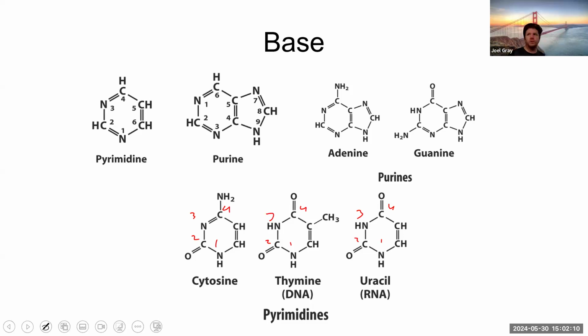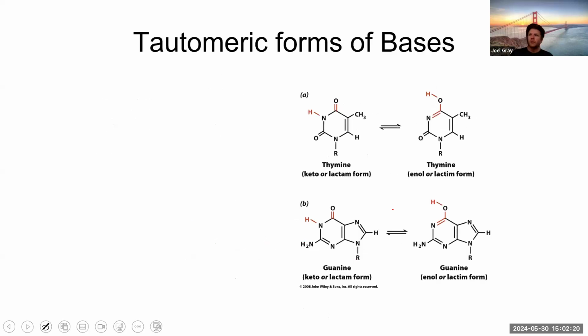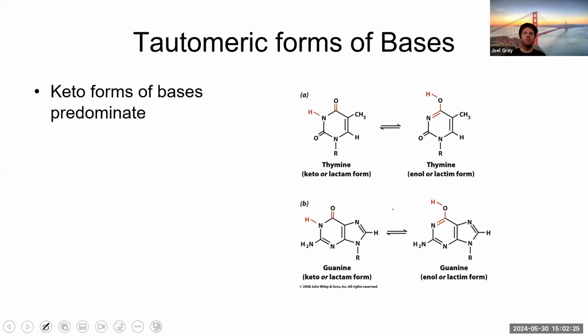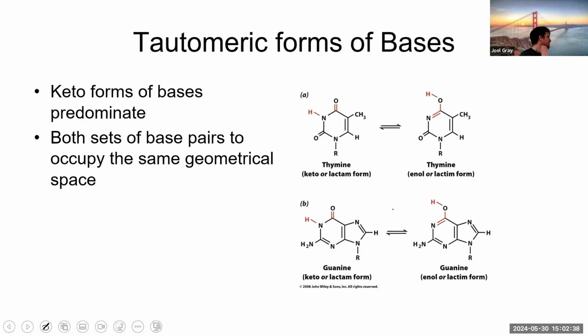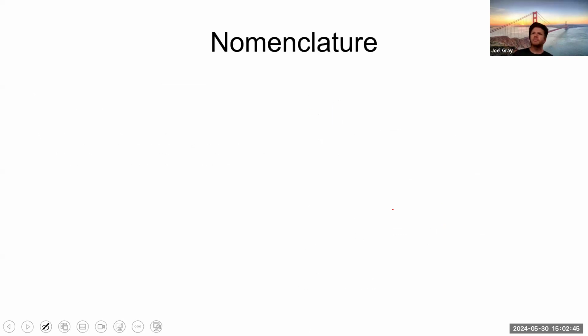I think that it's helpful to start with, well, how do I get connected from my nitrogenous base to my sugar? I think that's a good place to start out. Now, the keto forms of these bases can predominate. Both sets of base pairs are going to occupy the same geometrical space. And so that allows for these bases to stack on top of one another to give us what we now know to be the double-stranded structure of DNA.